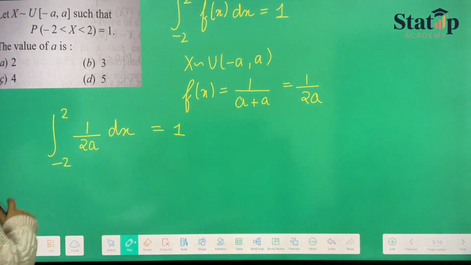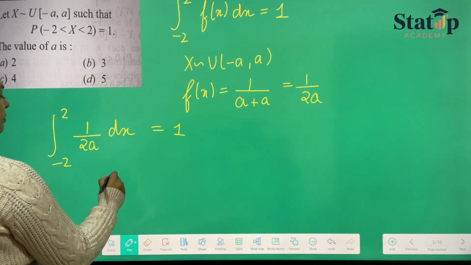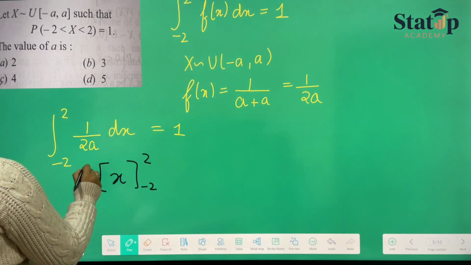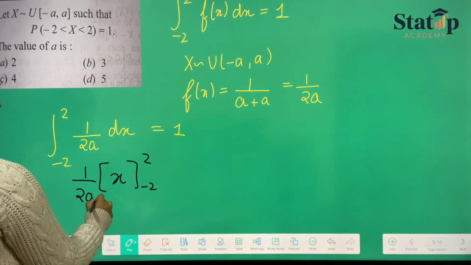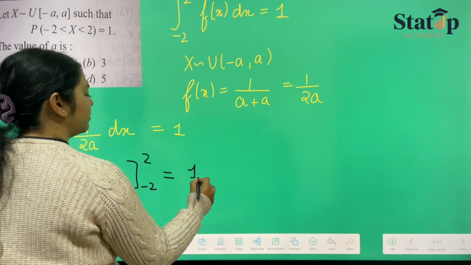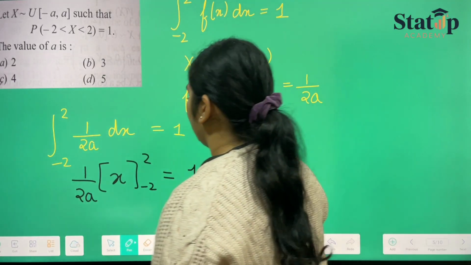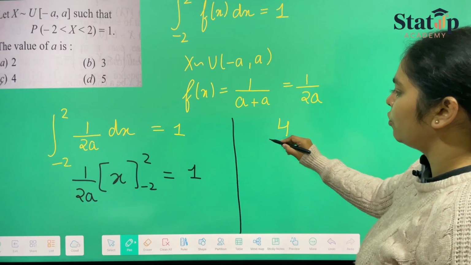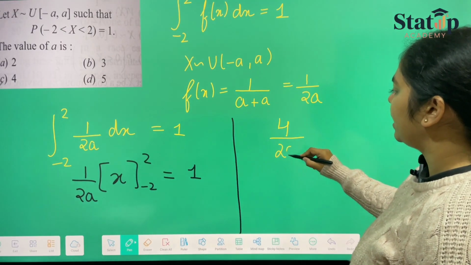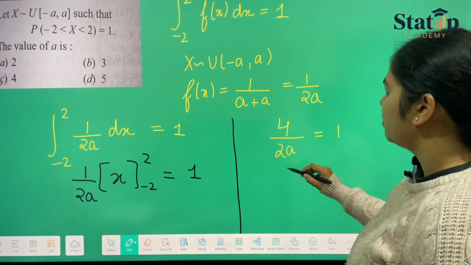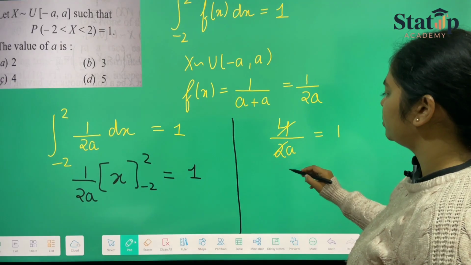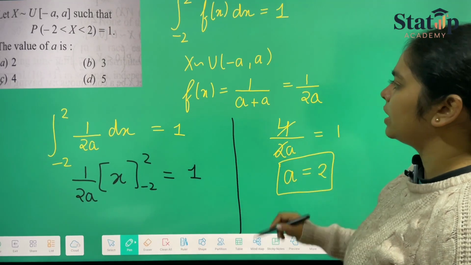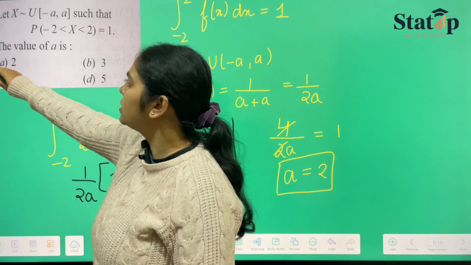Now here there is no term of x, so the integration of 1 will be x only with the limits -2 and 2, and 1 upon 2a comes outside as a constant and it is 1. Now if we put 2 minus minus 2, plus 2, it will be 4 upon 2a is equal to 1, which means 2 ones are 2, 2 twos are 4, a is equal to 2, which forms our answer, and hence option number A is correct.